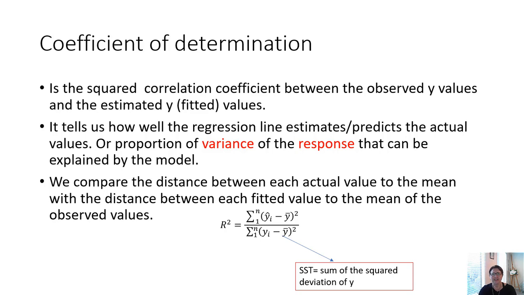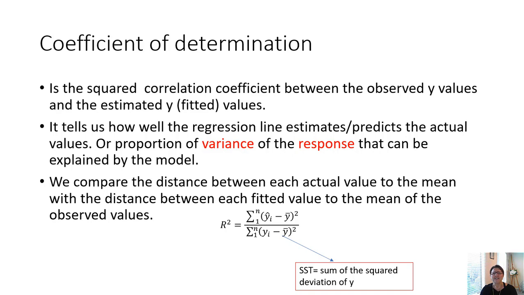Part 2 of simple linear regression. I'm talking about the coefficient of determination first, and then some diagnostics we use to check the assumptions in our linear regression. The coefficient of determination is the squared correlation coefficient between the observed y values and the estimated or fitted values for the y or response variable. It tells us how well the regression line estimates or predicts the actual values.